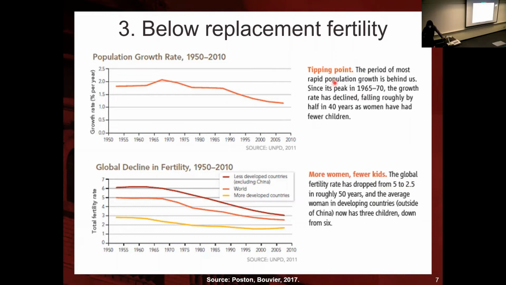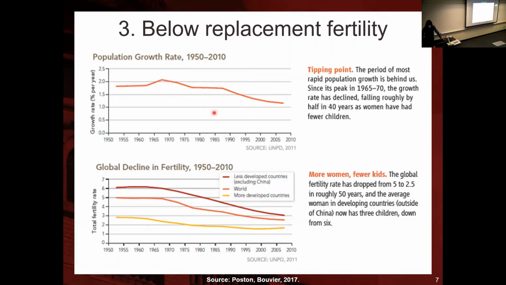And the period of most rapid population growth is behind us. It was around 1965 and 1970. And the growth rate has declined, falling roughly by half in 40 years as women start to have fewer children. So this decline in population growth rate is really related to women having children, the graph at the bottom.